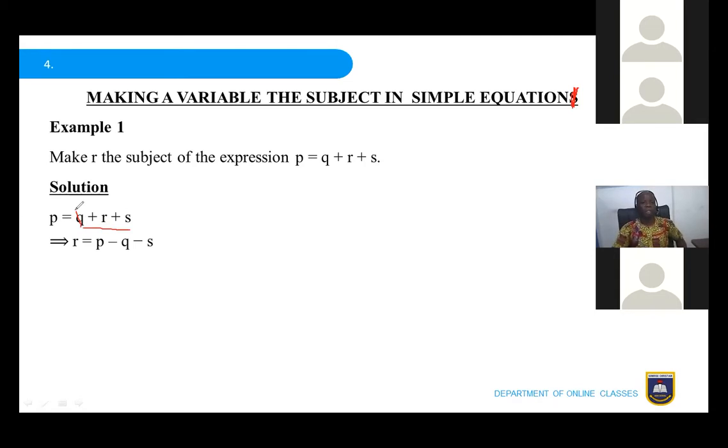Then you now move what is at the left side to the right side. Then you can now group the items. That is also another way of doing it.